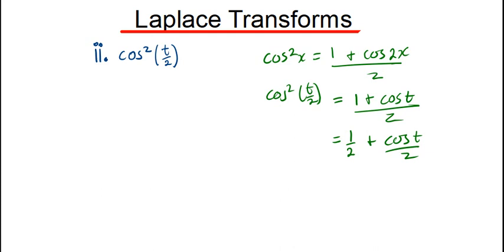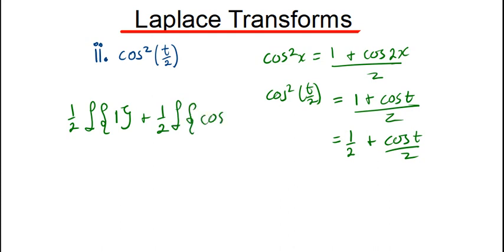So I'm looking for the Laplace transform of this. Remember it's linear, so that would be the Laplace transform of 1 over 2, which is a constant. So that would be 1 over 2 multiplied by the Laplace transform of 1. Then plus 1 over 2, which is this 2 that I have right here, by the Laplace transform of cos t. For the first part we get 1 over s, so that's just going to be 1 over 2s, plus 1 over 2 multiplied by the Laplace transform of this one.